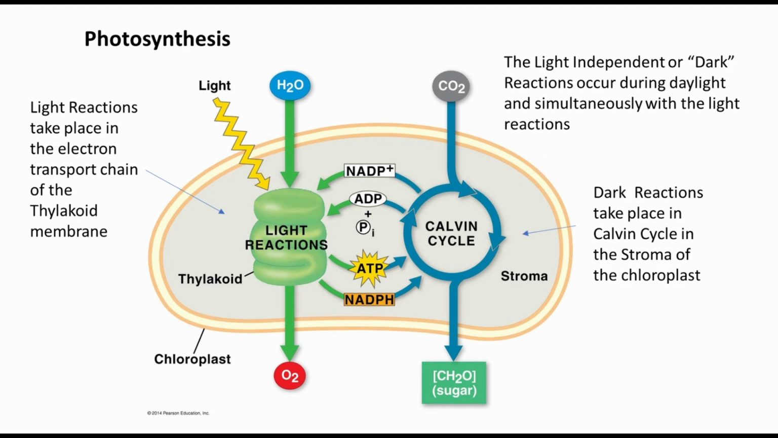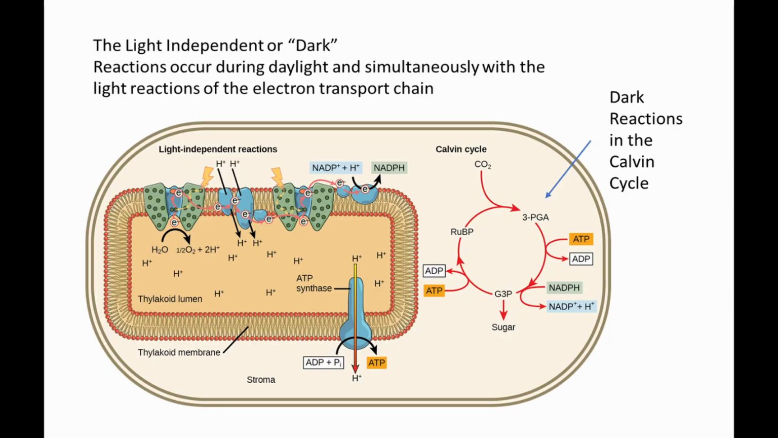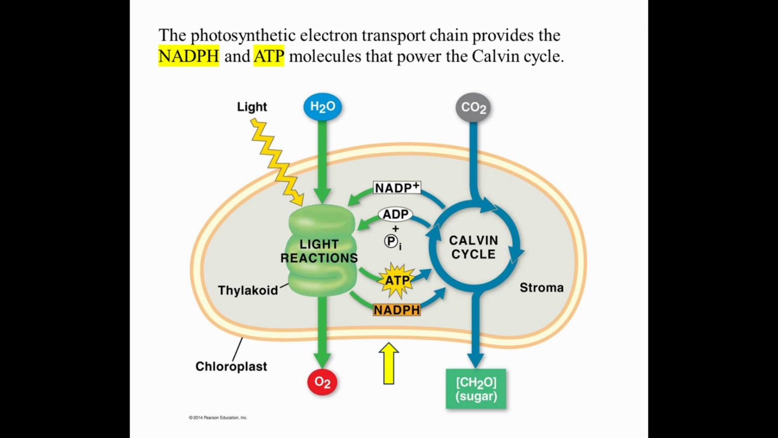Do not let the dark name of the reaction fool you. The dark reactions, aka Calvin cycle, occur during daylight and simultaneously with the light-dependent reactions of the photosynthetic electron transport chain. To repeat, the light-independent Calvin cycle happens in the stroma simultaneously with the light-dependent photosynthetic electron transport chain in the thylakoid membrane. The photosynthetic electron transport chain provides the NADPH and ATP molecules that power the Calvin cycle.